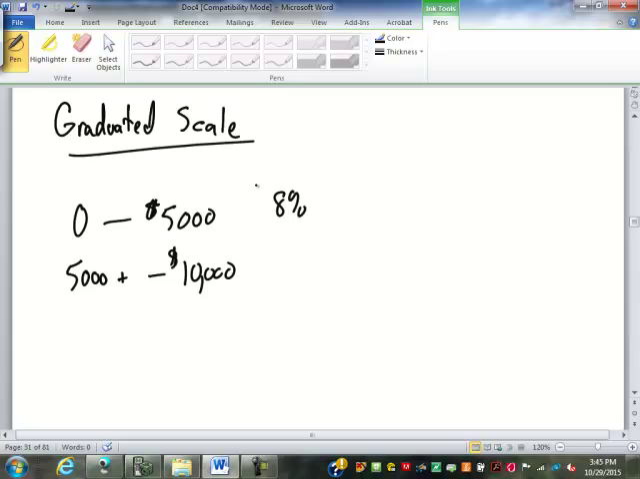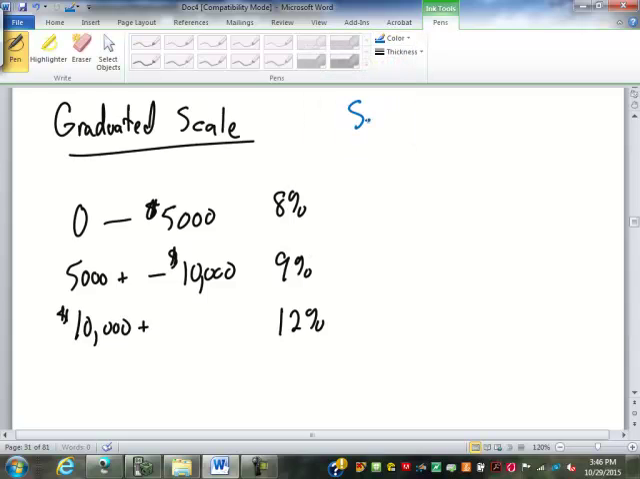Your commission on $0 to $5,000 worth of sales is 8%. 5,000 plus just means the penny after. Sometimes they do 5,001 cent or something like that. To 10,000, you're going to get 9%. And $10,000 plus, they're going to give you 12% commission.